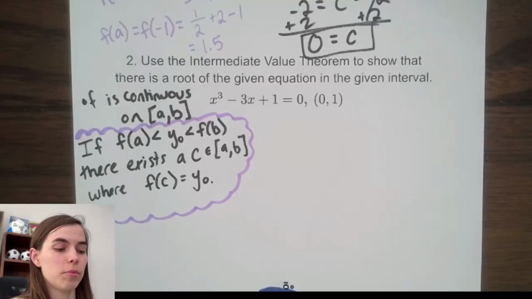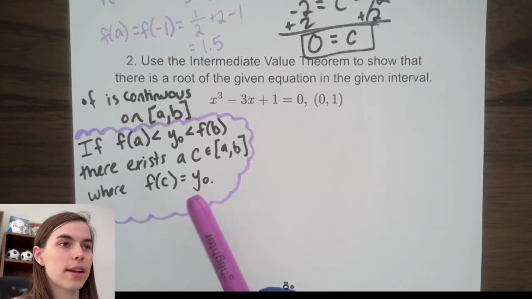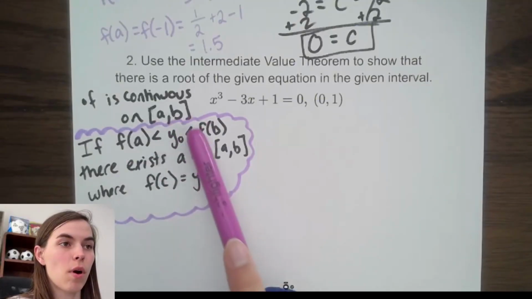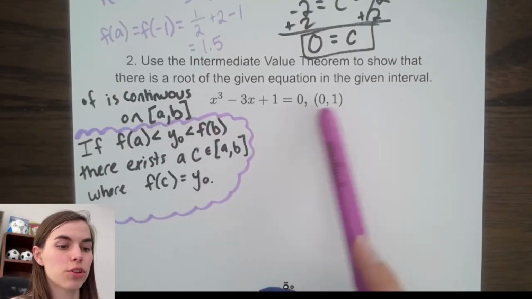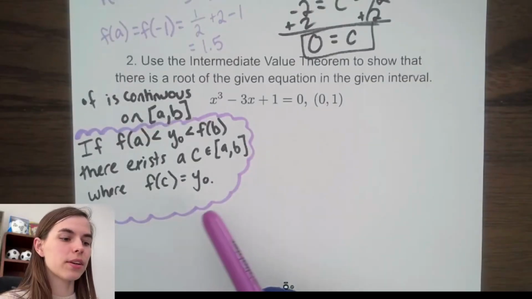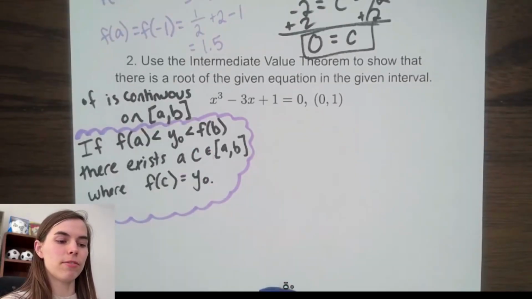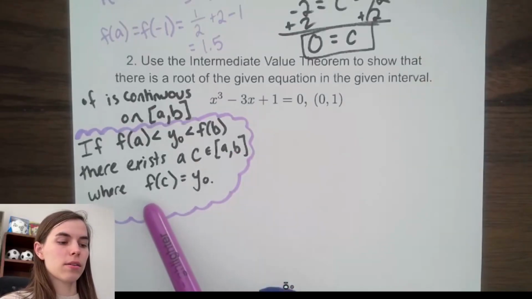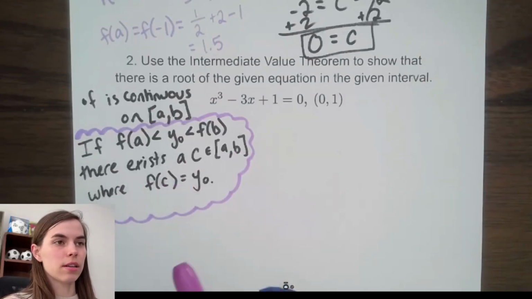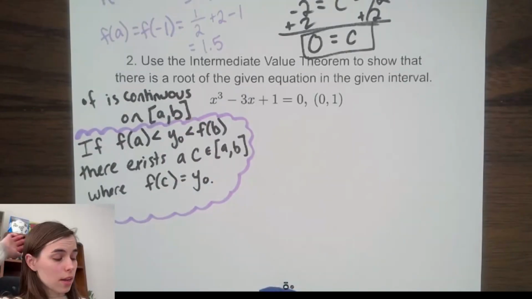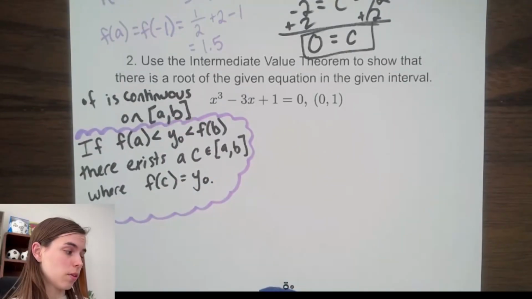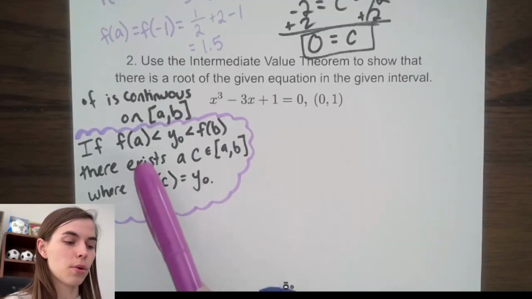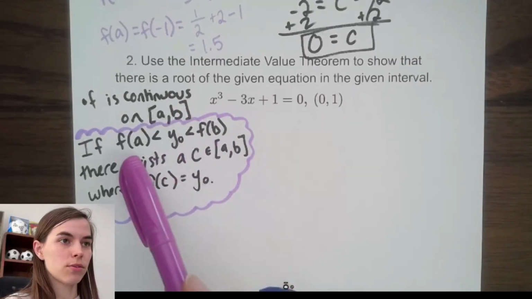The intermediate value theorem tells us that if the function at the lower bound is less than some y value, which is less than the function value at the upper bound, then there exists some x value, some c value in between the lower and upper bounds, where the function value of c is that y0. Now let's talk about this one in particular, and that'll make a little bit more sense. Again, we know this is continuous, and now let's find this first part.